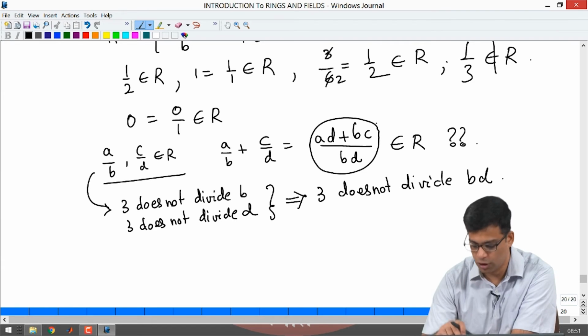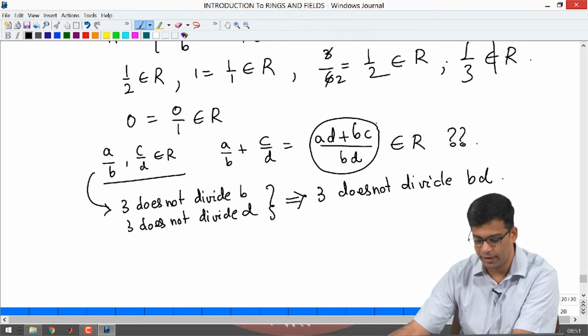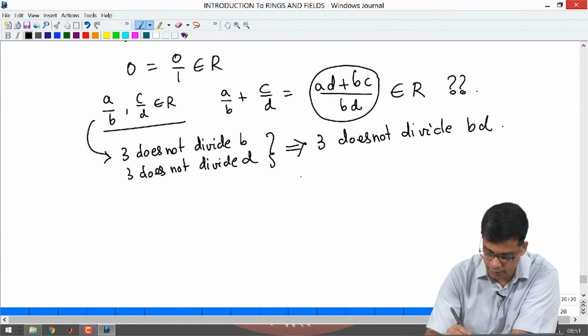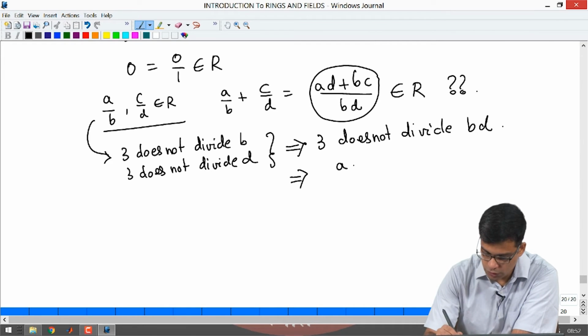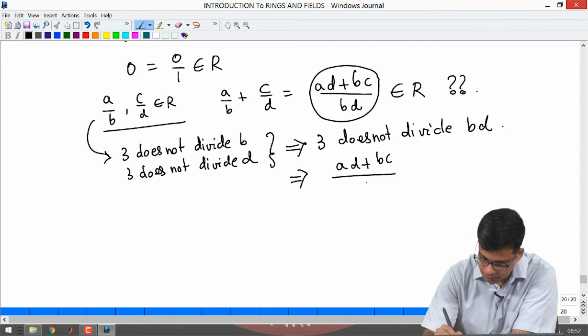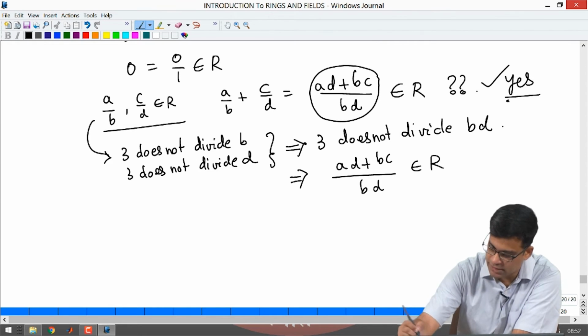BD itself is not divisible by 3. So, after cancelling common factors, it will retain that property, right. So, 3 will not divide whatever is the denominator after you cancel the common factors. So, in other words, (AD plus BC) by BD is in R, right. So, the answer to this question is yes.